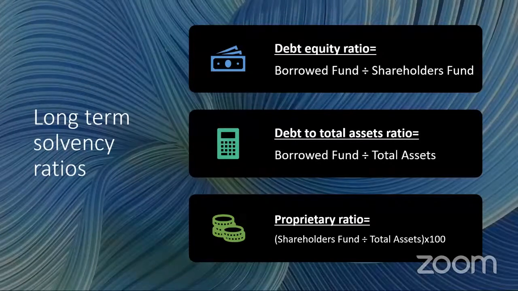On the right-hand side, you can see the 3 important ratios which fall under this category. Debt equity ratio checks on what type of financing the company is relying more. Debt to total asset checks whether the company's assets are enough to pay back the borrowed funds, and the proprietary ratio determines how much percentage of total assets are available to be distributed to the shareholders.